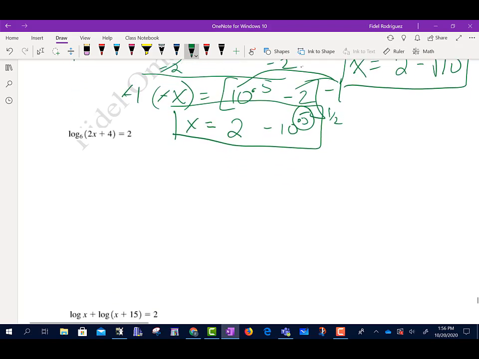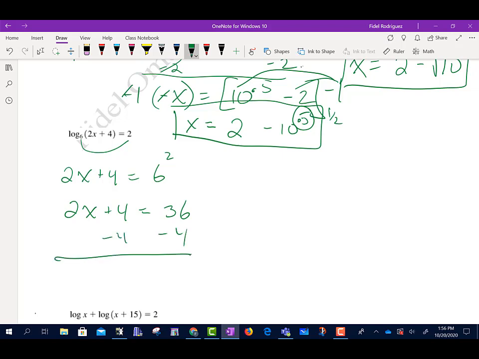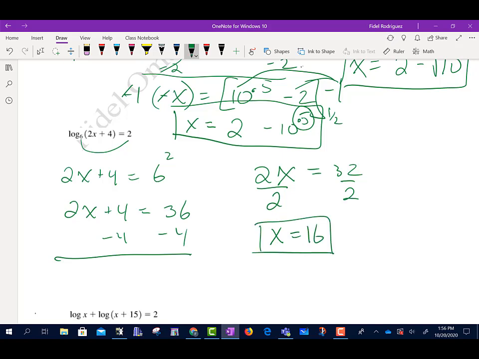Let's see if we can do the same thing here. So notice, in this problem, we already have our base. Our base is 6. Okay, so this is telling me that 2x plus 4 is equal to 6 squared. So 2x plus 4 is equal to 36. So now when I minus 4 on both sides, we end up with 2x is equal to 32. We can divide both sides by 2, and x is equal to 16. Okay.